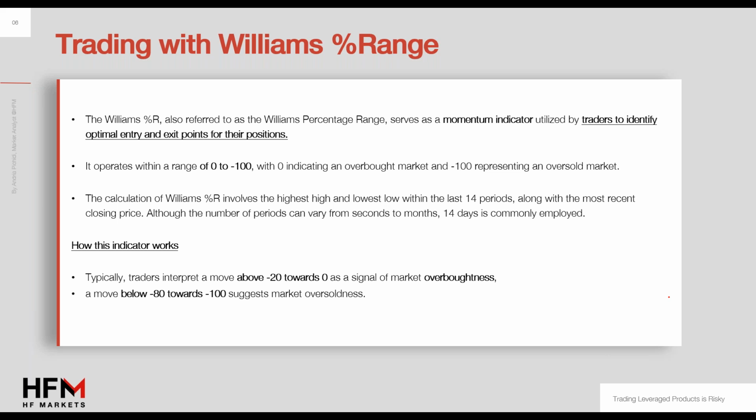And by default, it has a specific period, typically 14 days or 14 periods in its settings. So very straightforward. Any reading above minus 20 signals overbought conditions. Any reading below minus 80 suggests oversold. That's pretty much it.